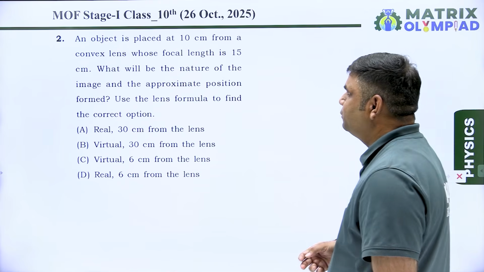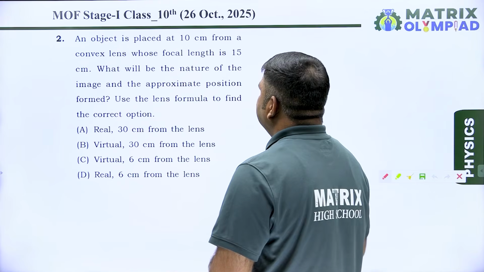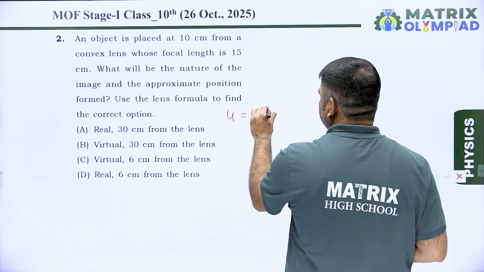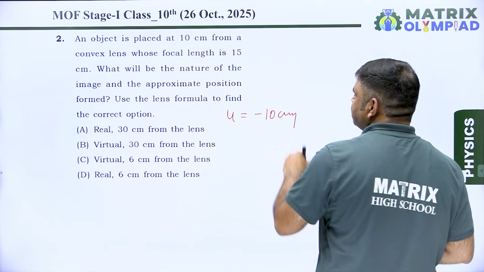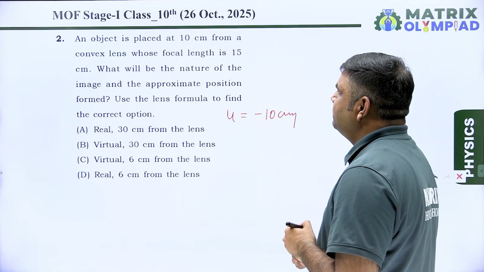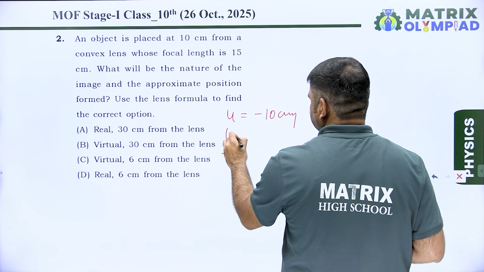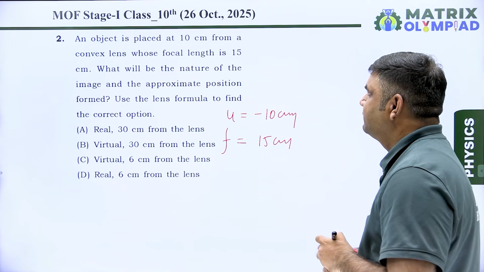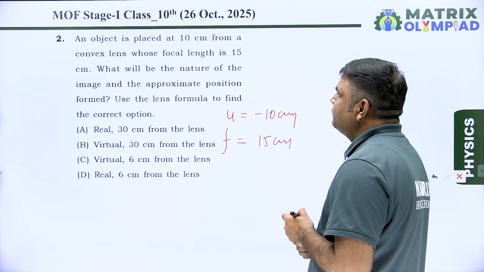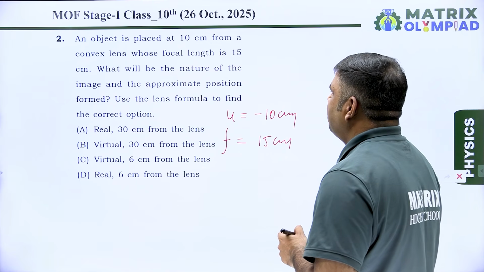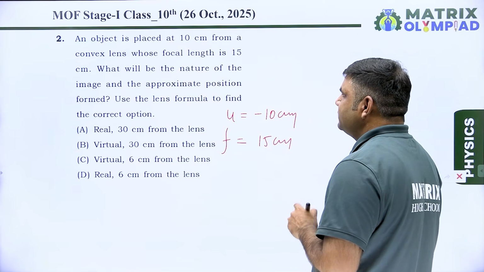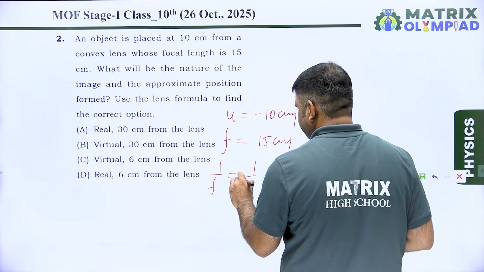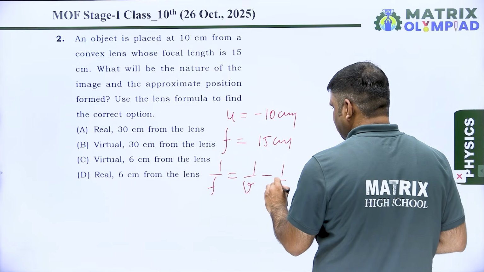So in question number 2, an object is placed 10 centimeter from a convex lens. So u is equal to minus 10 centimeter, whose focal length is 15 centimeter, and the focal length is positive because it is a convex lens. What will be the nature of image and the approximate position formed? Use the lens formula. Okay, what is the lens formula? 1 by f equals 1 by v minus 1 by u.